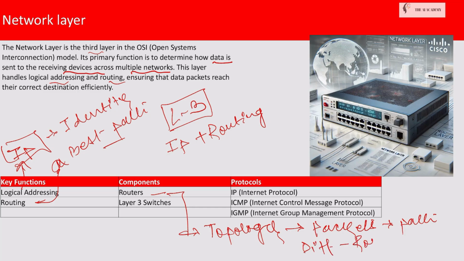The key components of Layer 3 are: routers, which operate at the network layer, analyzing IP addresses and making routing decisions to forward packets between networks. And the advanced network switches that perform routing functions in addition to traditional switching, using IP addresses to forward packets within a local network or between networks.